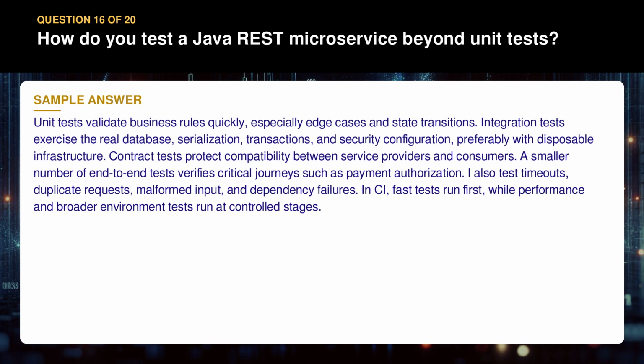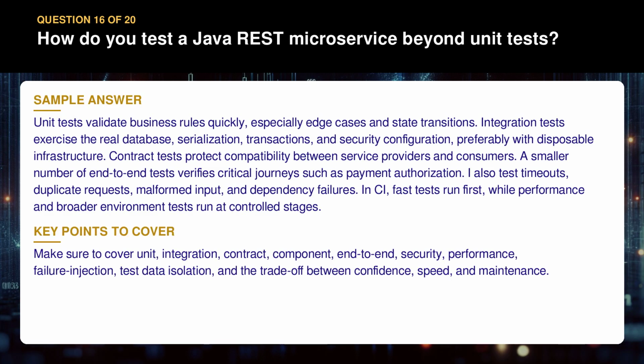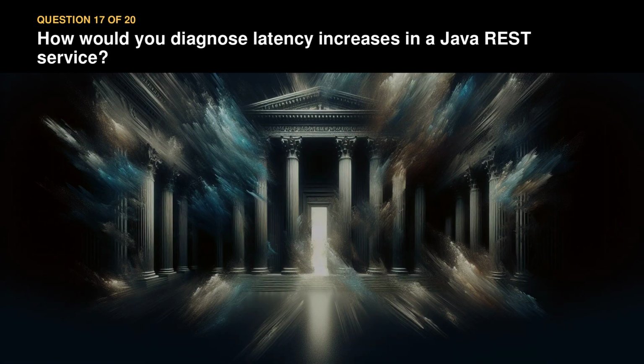In CI, fast tests run first, while performance and broader environment tests run at controlled stages. Make sure to cover unit, integration, contract, component, end-to-end, security, performance, failure injection, test data isolation, and the trade-off between confidence, speed, and maintenance.